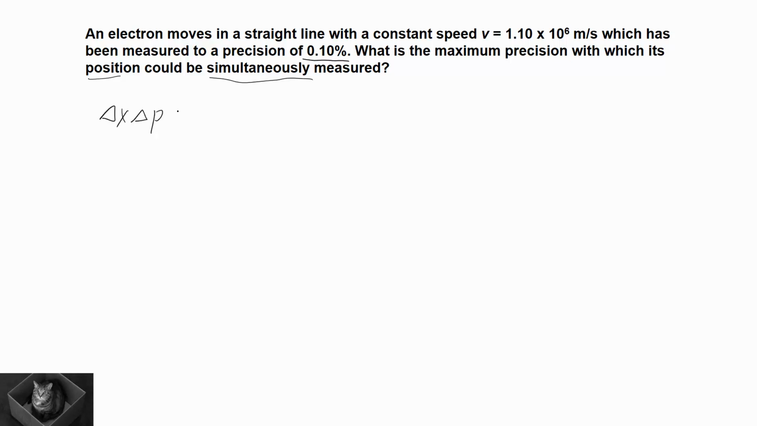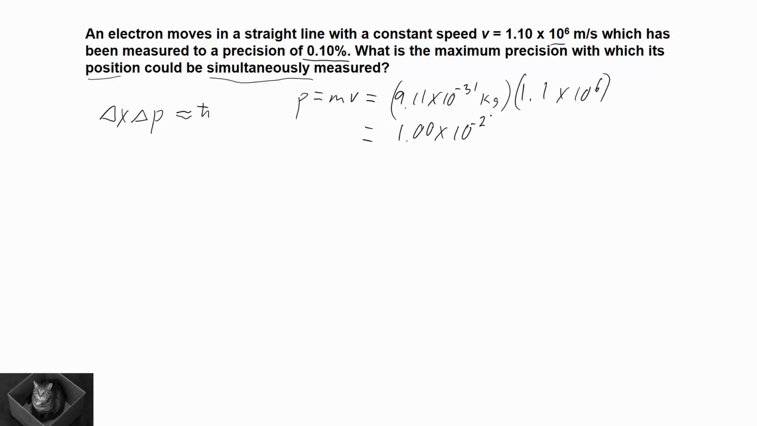So this was approximately equal to h bar. We'll just go ahead and use that notation now. So p is equal to mv. We're just using our regular standard classical momentum formula here, because this velocity is not very near the speed of light. The mass of an electron is 9.11 times 10 to the negative 31st kilograms. And then we multiply it by this velocity, so 1.1 times 10 to the 6th. So we get an overall momentum of 1.00 times 10 to the negative 24th.